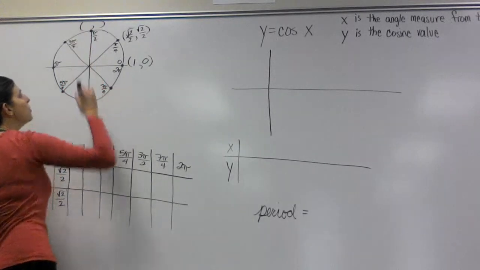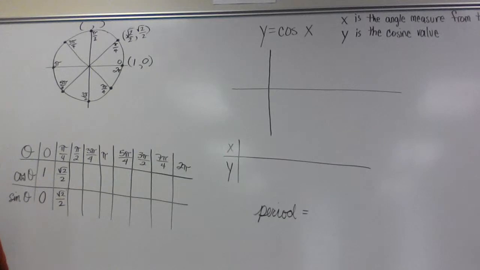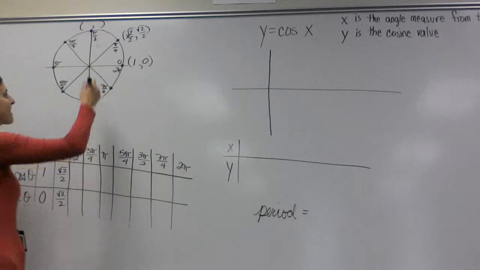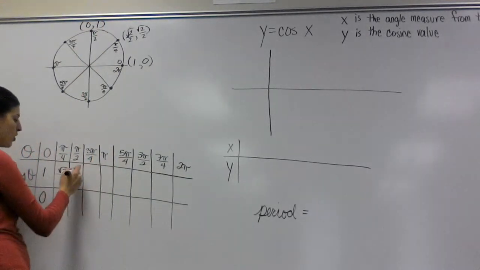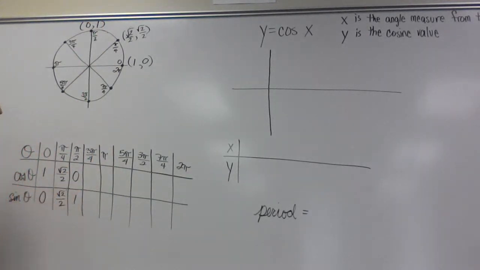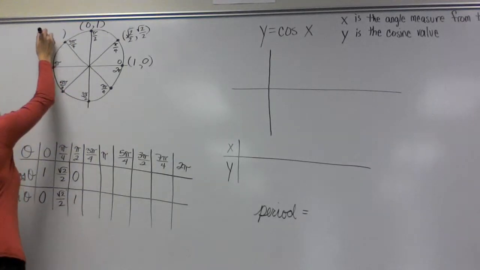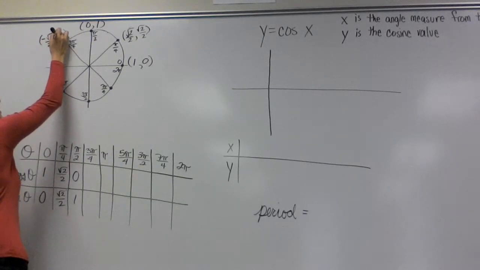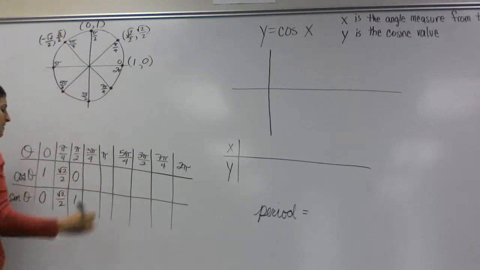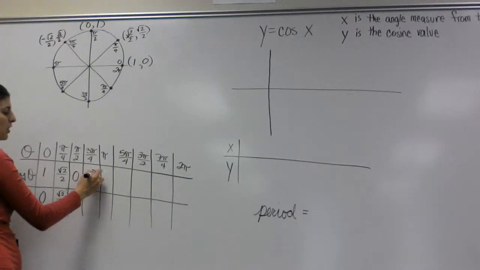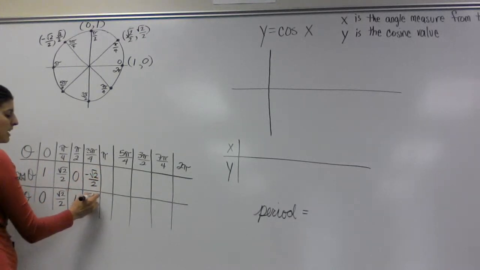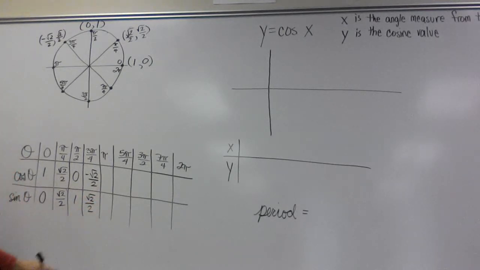At pi over 2, what's my ordered pair on the unit circle? 0, 1. So that tells me my cosine value at pi over 2 is 0. My sine value at pi over 2 is 1. At 3 pi over 4, what's my ordered pair? Negative square root of 2 over 2, positive square root of 2 over 2. Very good. So the cosine value would be negative square root of 2 over 2. The sine value would be positive square root of 2 over 2.